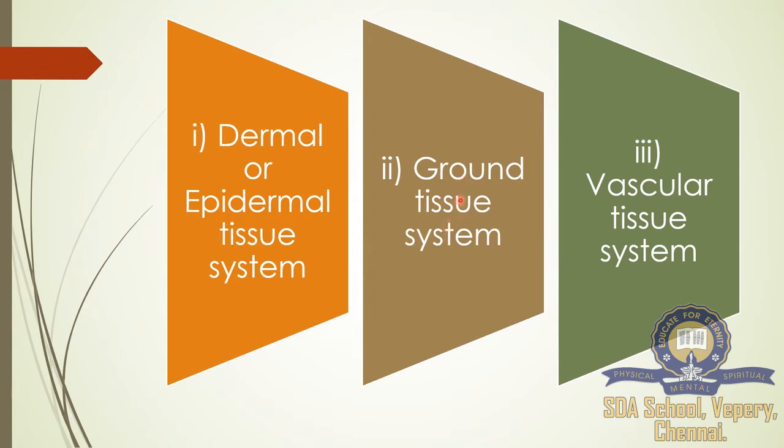In the ground, what do we have? We have the root of the plant. So these tissues make up the root of the plant. The third one is the vascular tissue system. Vascular is nothing but the tubes present inside the plant. These tubes help to transport food and minerals to the plant. So depending upon the functions, we have three types of tissue systems in a plant.